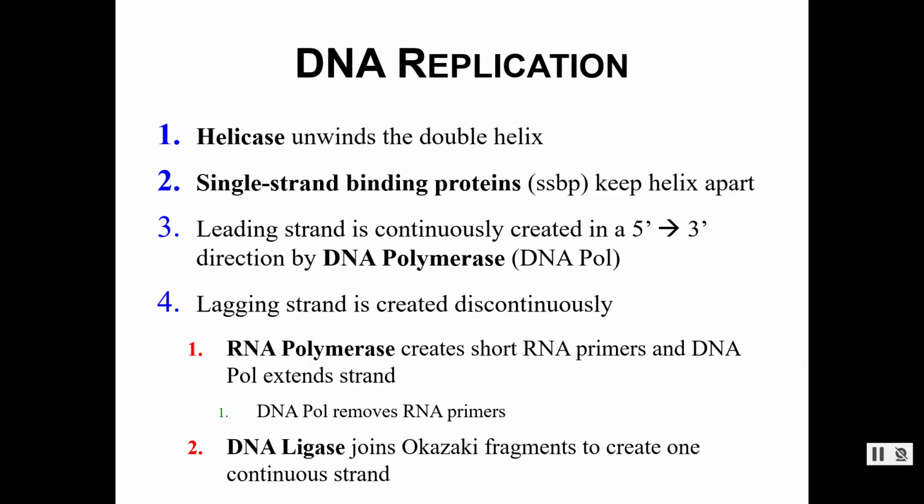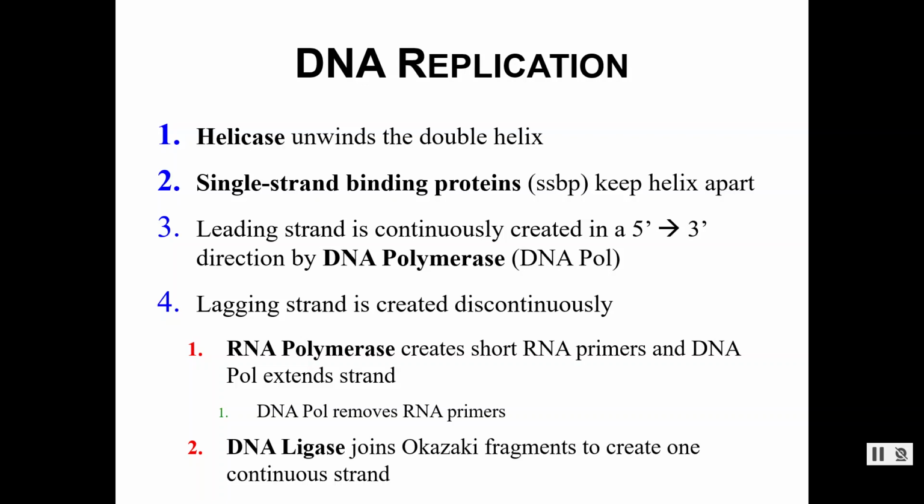We have to wait and open up the double helix before we can get to enough bases to create a new section on this lagging strand. And anytime we are making new DNA, we actually start with a very small RNA primer. So we have yet another enzyme, RNA polymerase, creates the small RNA primer. It really just kind of gets it going. And then DNA polymerase comes behind and starts adding on new DNA nucleotides. The DNA polymerase will eventually go back and remove those RNA primers and replace them with DNA nucleotides as well.